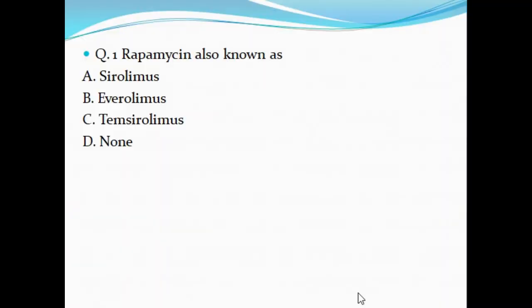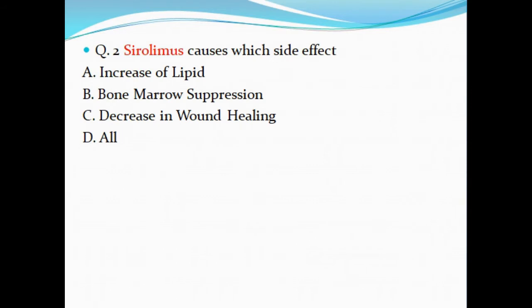Hello everyone, now it's time for the question round on mTOR inhibitors. Question number 1, rapamycin is also known as A. sirolimus, B. everolimus, C. temsirolimus and D. none of these. Question number 2, sirolimus can cause which side effect? A. increase of lipids, B. bone marrow suppression, C. decrease in wound healing, D. all of these.